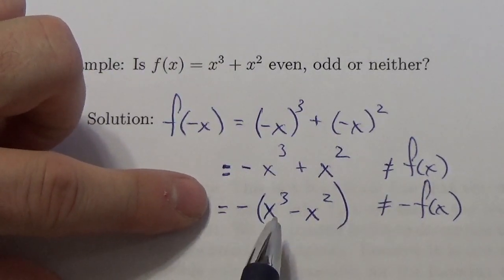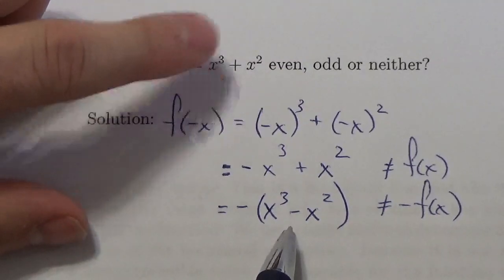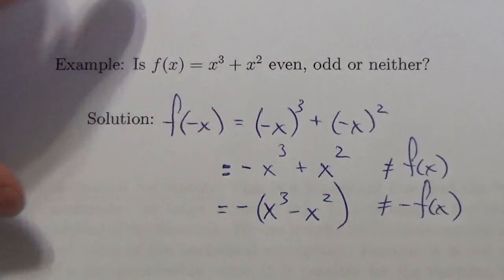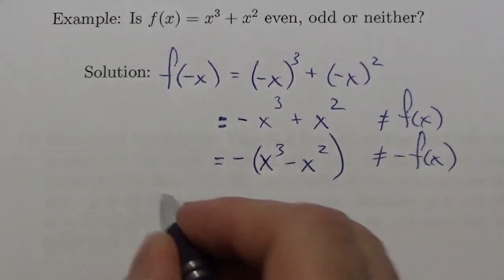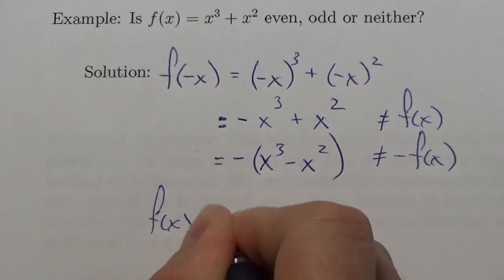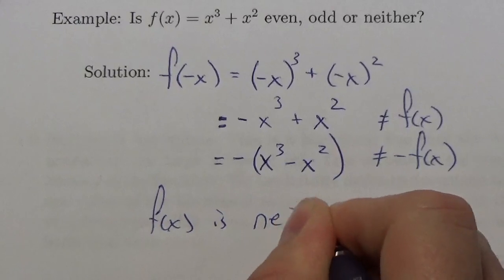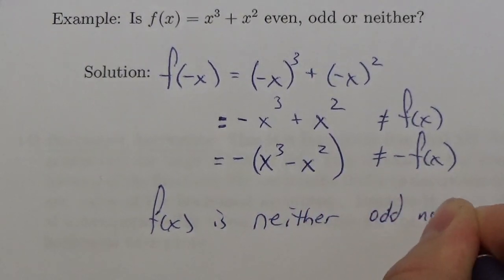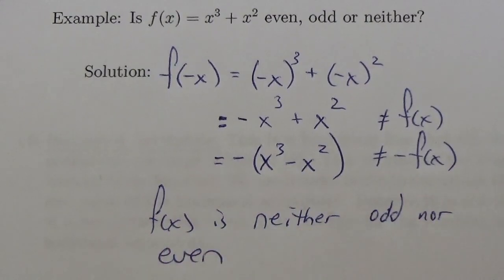It would be great if this was exactly the same as the original expression. Then it would be equal to negative f of x, but it's not. So as a result, f of x is neither odd nor even.